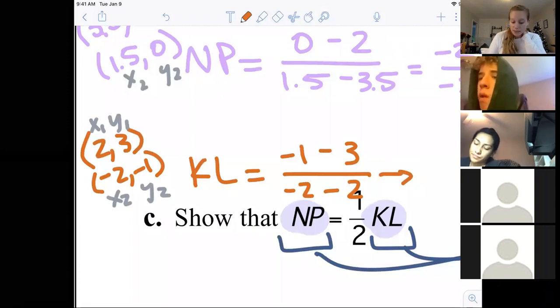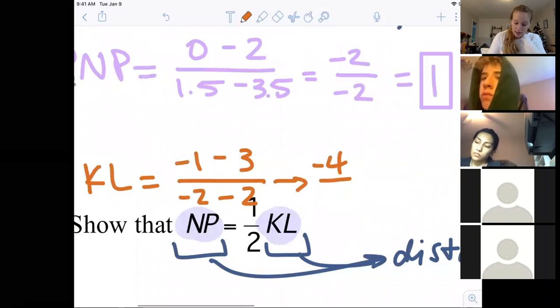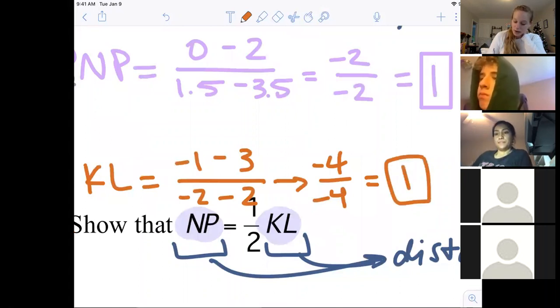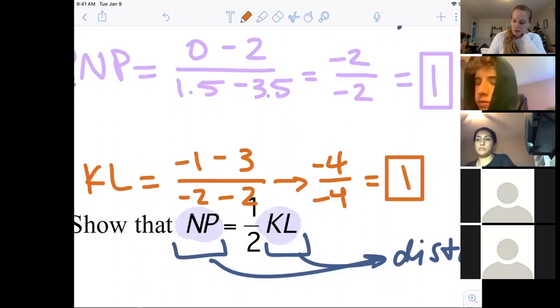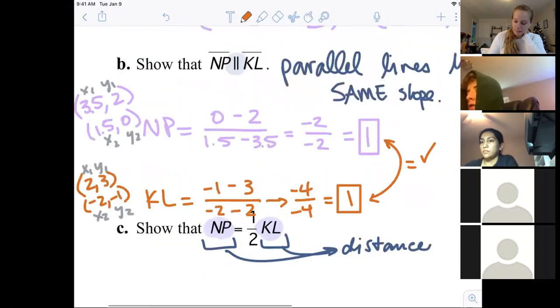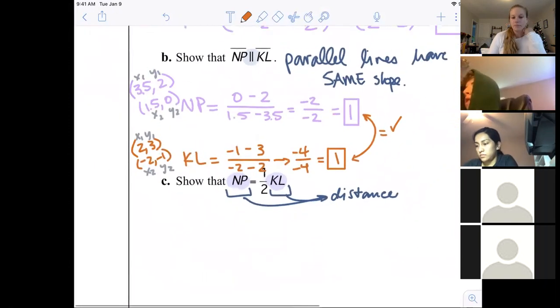I plugged in my points. Now I simplify. Negative 1 minus 3 is negative 4, and negative 2 minus 2 is negative 2. No, negative 2 minus 2 is negative 4. And then when I divide it, oh, it also equals 1. Perfect. That's exactly what I wanted. I wanted these to be equal. That's awesome. Perfect. Check. I just showed that they were parallel because I showed that they have the same slope. Okay. Any questions so far?